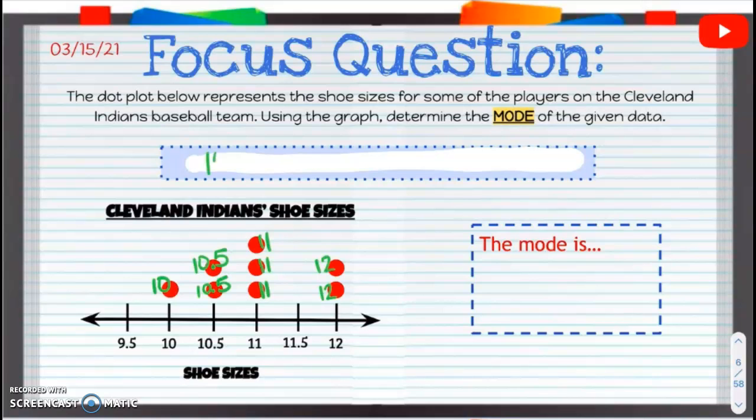So if we put them in order, we have a 10, 10 and a half, 10 and a half, 11, 11, 11, and 12.